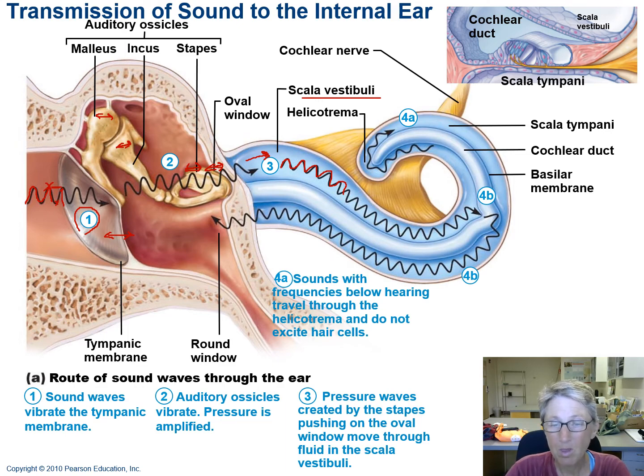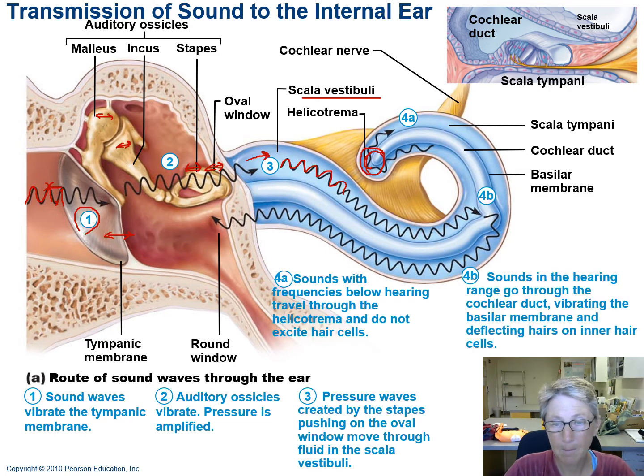Sounds with frequencies below hearing, so that we can't even hear, travel through the helicotrema. So if you unwound the cochlea, the tip there, that's the helicotrema. And no hair cells are excited, so you don't hear anything.